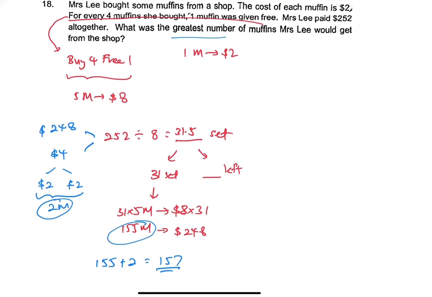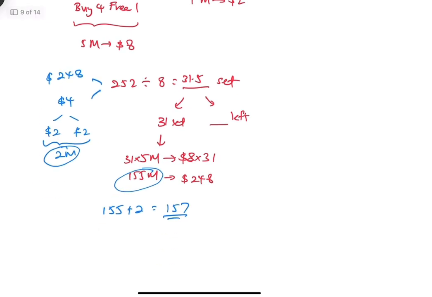If you're not sure, watch it again to slowly understand the method of doing, to understand why I am having all these 31.5 to 31 sets. Okay, let's go on to the next question.